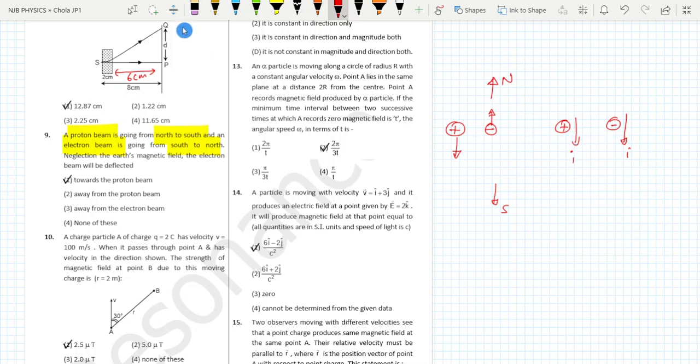So as far as magnetic force is concerned, there is attraction, and as far as electric force is concerned, that is also an attraction, and therefore this electron will be deflected where? This electron will be deflected in this direction. That means we should say that it is deflected towards the proton. I hope it's clear.